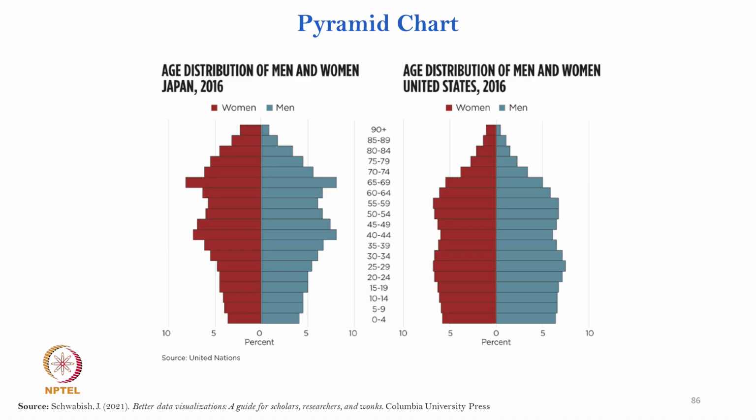See, again, another example shows here the distribution of age in the United States and Japan in 2016. In both graphics, the women are represented on the left of the vertical band and men on the right.